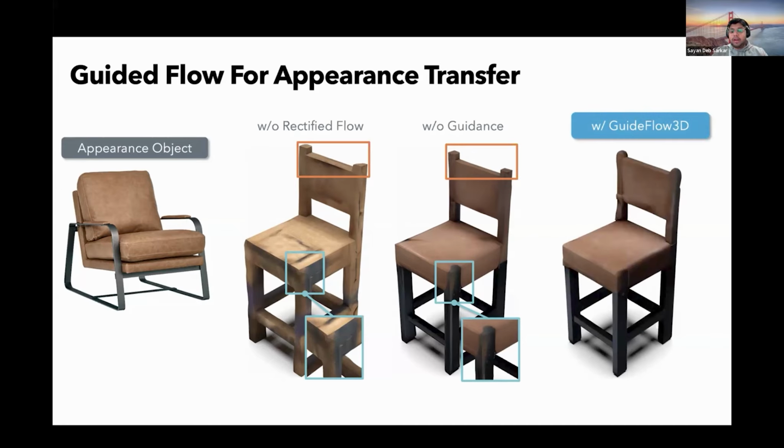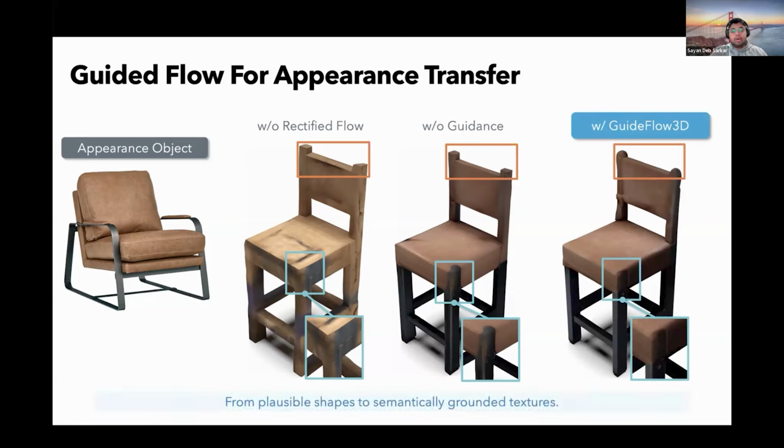Now with GuideFlow3D, you do not get these leaks anymore. Instead you get an appearance which is much closer to the actual appearance object that we started with. So we essentially go from plausible shapes to semantically grounded textures. If you look at the final output with GuideFlow3D, you get textures that are semantically grounded. So you do not get the texture of the leg of a chair on the seat of a chair. That's something we shouldn't get in this case.